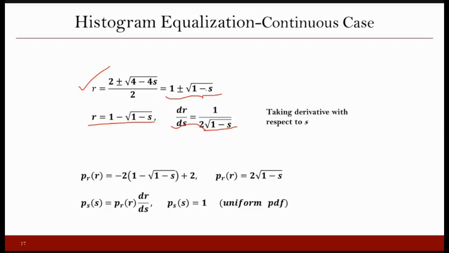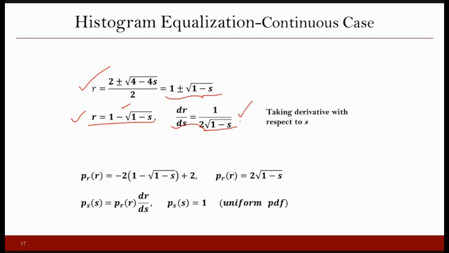We are excluding the plus root, because if you use that plus value, your intensities will be more than 1, and that is what we don't want. That is why, out of this plus or minus, we have only considered the minus, not the one where we would have plus 1. And from this equation, you can get dr by ds, which is this.